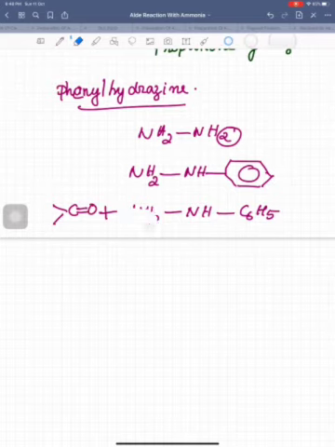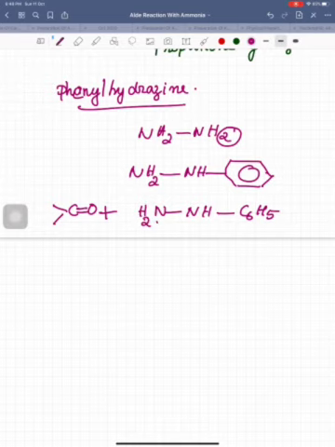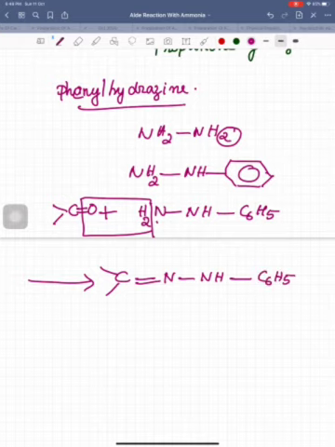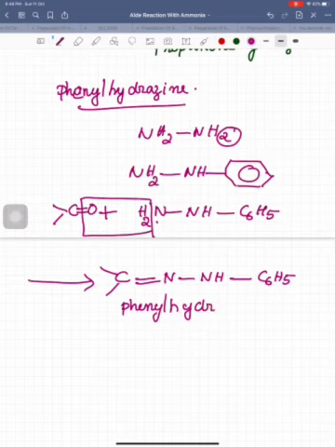So as I told, for easiness of writing the answer, you just change the position of the hydrogen. So easy removal of water will happen like that only. So the product formed here is C double bond O, N NH C6H5. This is the product formed. So here its name is phenyl hydrazone.